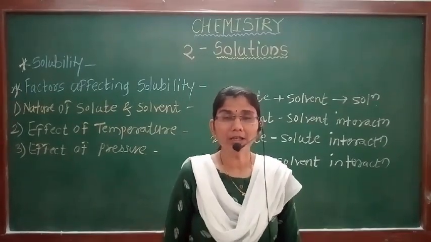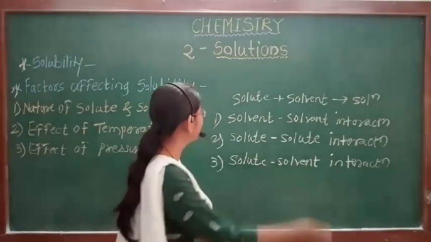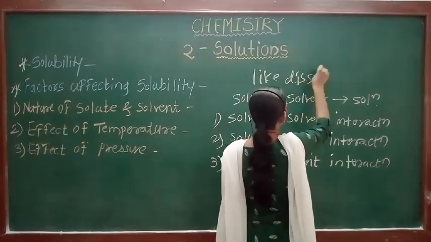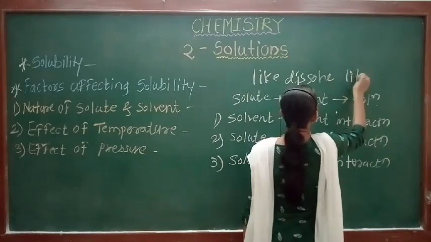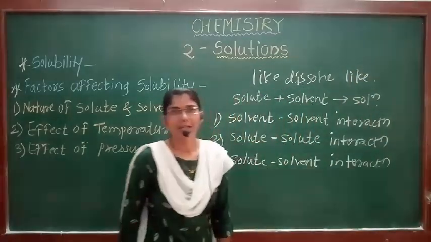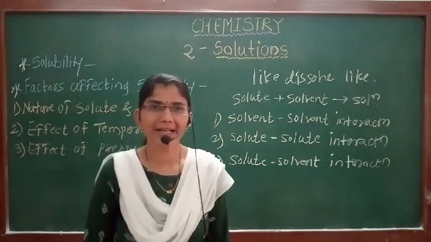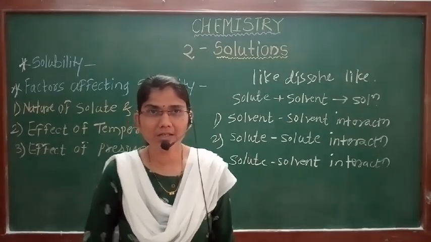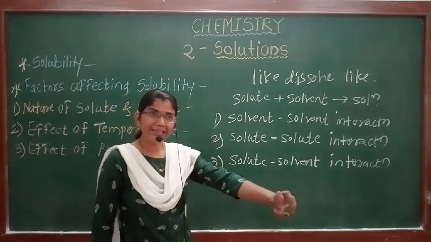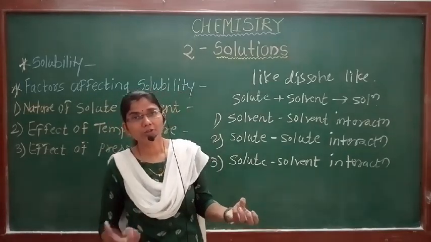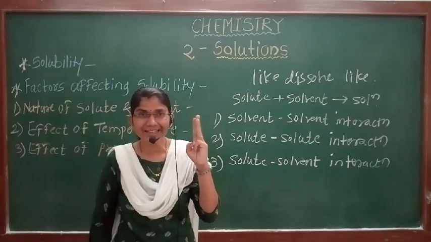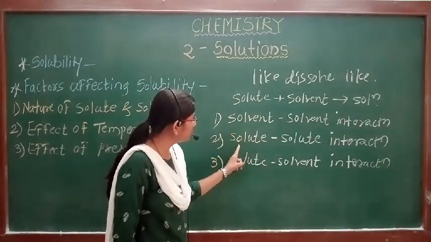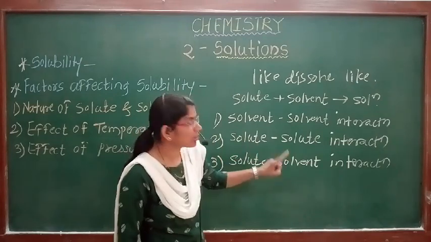Why by the rule like dissolves like here? By the rule like dissolves like, a polar solute dissolves in a polar solvent and a non-polar solute dissolves in a non-polar solvent. Why is it so? Because when any solute is added to a solvent, three types of interactions are possible: solvent-solvent interaction, solute-solute interaction and solute-solvent interaction.